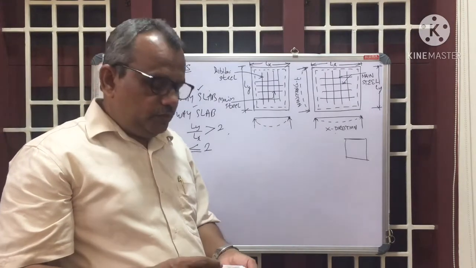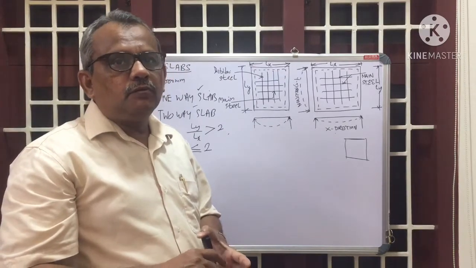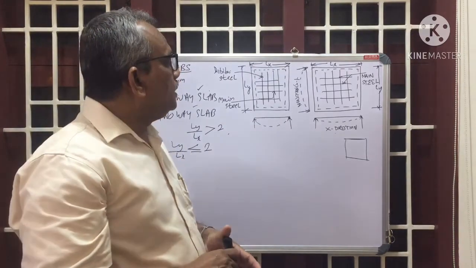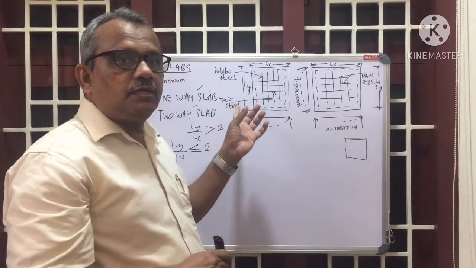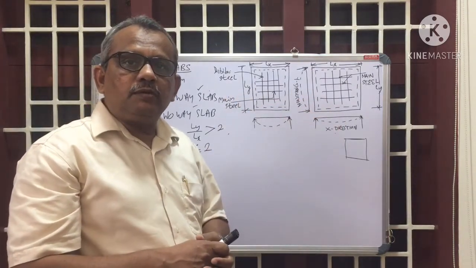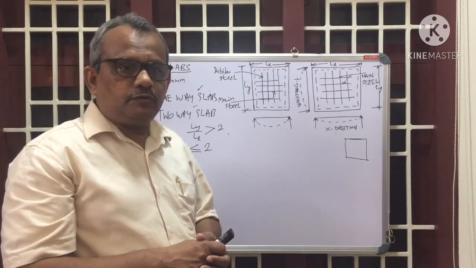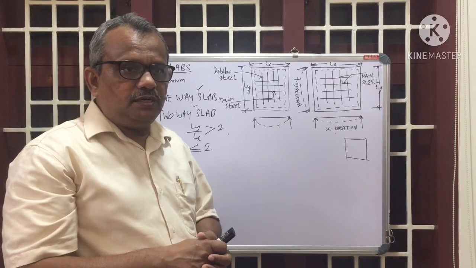So in the next video, we'll discuss the design parameters and we'll do one problem to design a slab after checking whether it is a one-way slab or a two-way slab, as per the design parameters according to the norms in the code IS 456. I think it is clear to you.